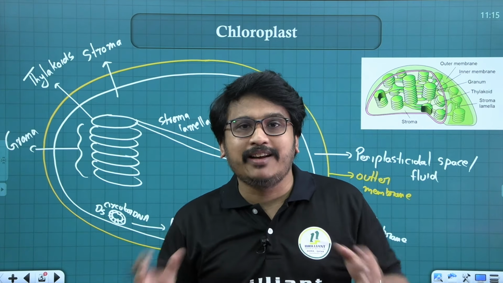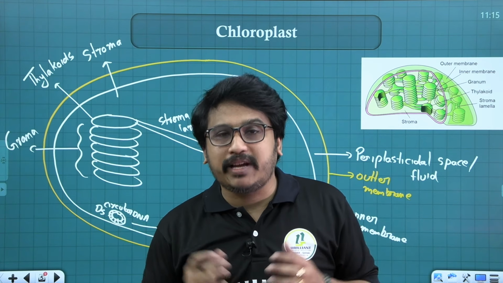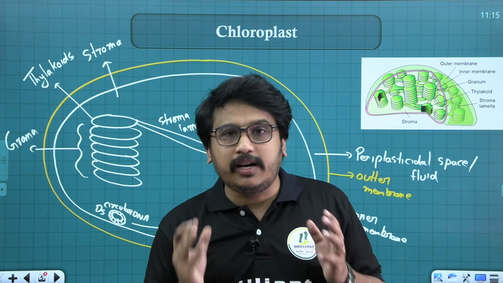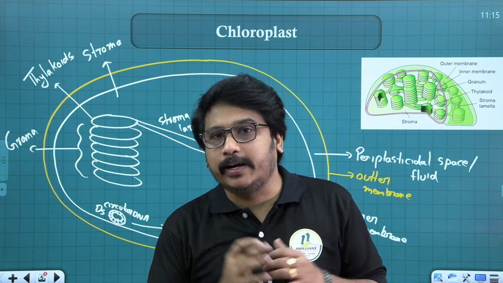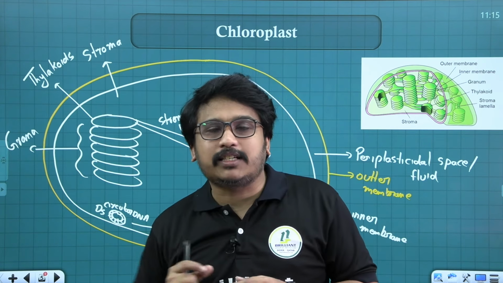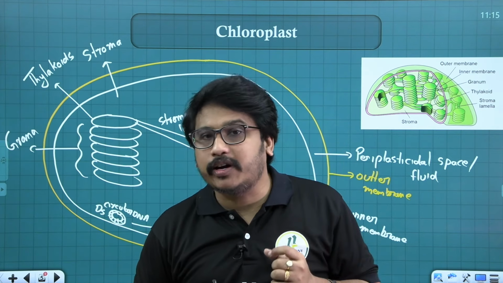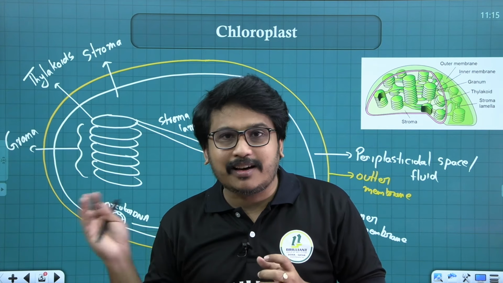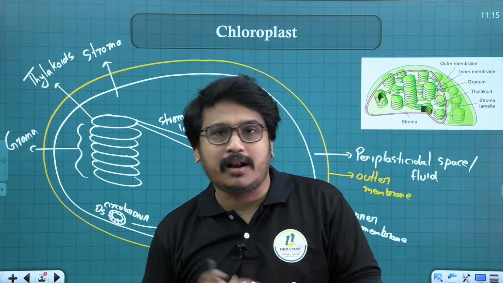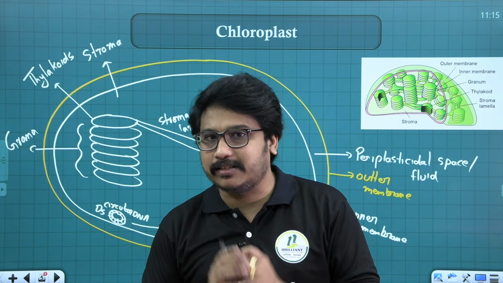It is double membrane. There is an outer membrane. There is an inner membrane. The space between that is called periplastidial space. It's filled with periplastidial fluid. And you can see there are coin-like structures here. Those coin-like structures are called thylakoids. Thylakoids stack together to form grana. And they are interconnected by stroma lamella, which is also called intergranum or Fret channels.